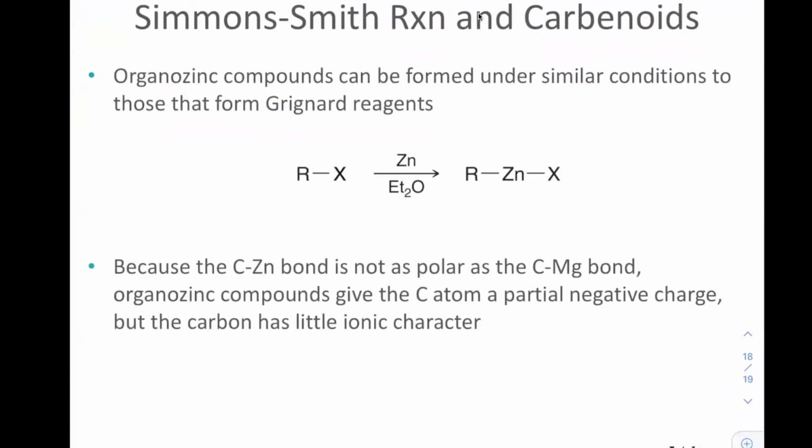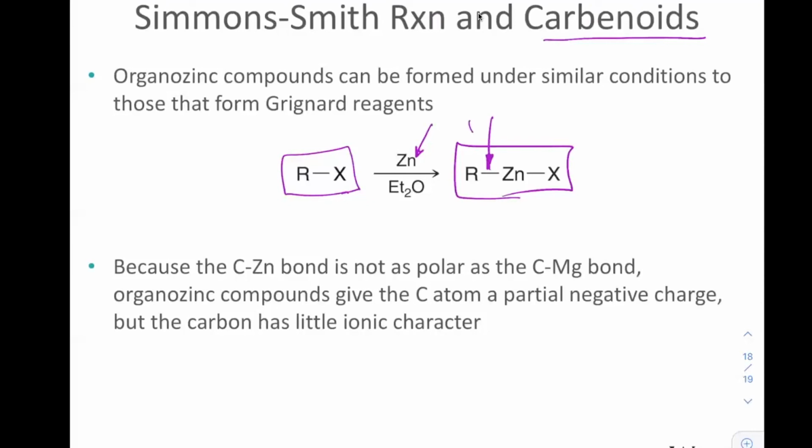We can't forget Simmons-Smith reactions and carbenoids. What I want you to take home from this is we can start with an alkyl halide, and we can use zinc in ether, and that is going to create this species right here. And although that carbon-zinc bond right here is not crazy polar like the carbon-magnesium bond, we do get a nice partial negative here, and so that will react as a nucleophile. So zinc works as well.